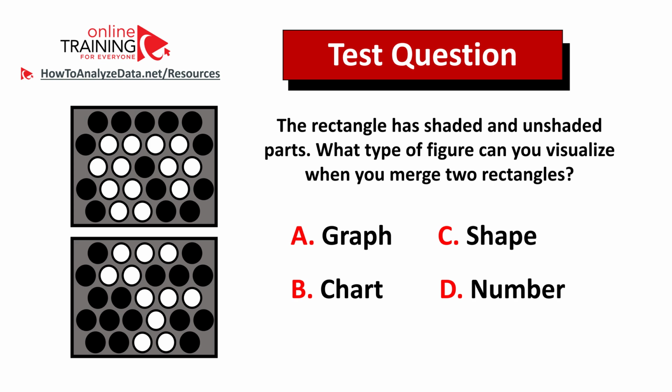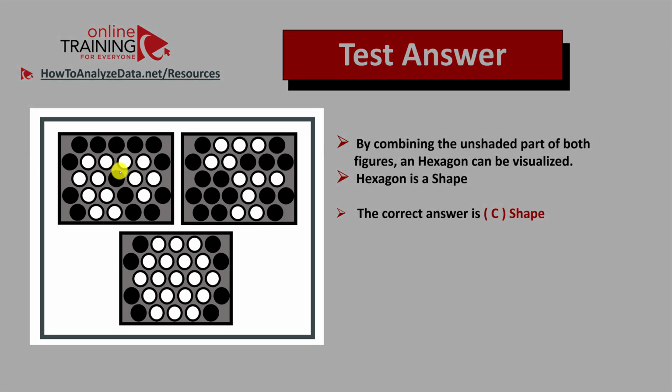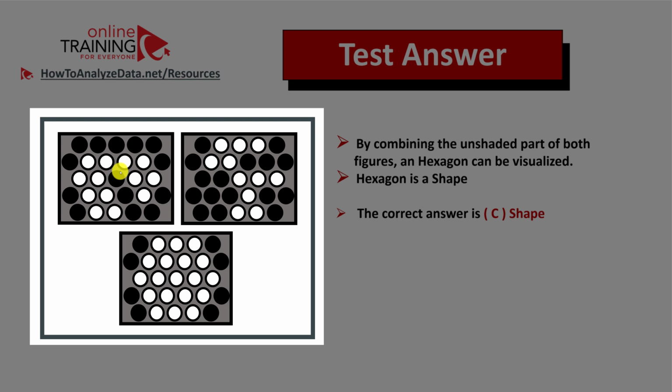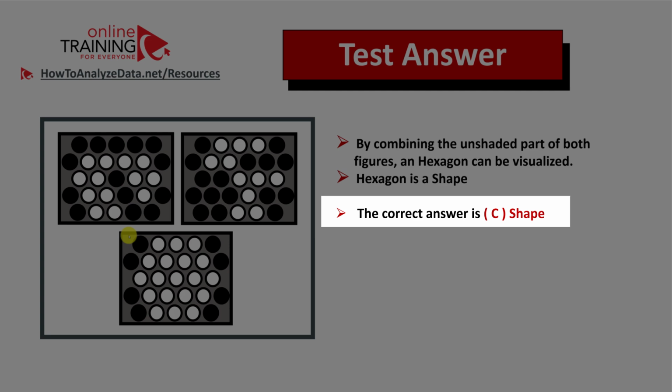Did you figure out the answer? Let's continue to see how we can solve this question and get to the correct solution together. What you see here is that upon combining, you can imagine the hexagon, because hexagon is the shape in the bottom rectangle. And because hexagon is the shape, the correct answer here is choice C.